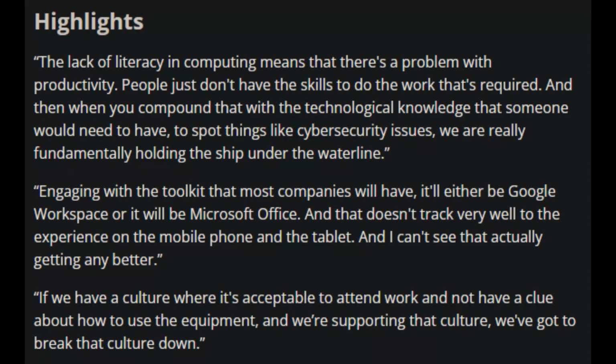Quote, engaging with the toolkit that most companies will have. It'll either be Google Workspace or it will be Microsoft Office, and that doesn't track very well to the experience on the mobile phone and the tablet, and I can't see that actually getting any better, end quote. Quote, if we have a culture where it is acceptable to attend work and not have a clue about how to use the equipment, and we are supporting that culture, we've got to break that culture down, end quote.